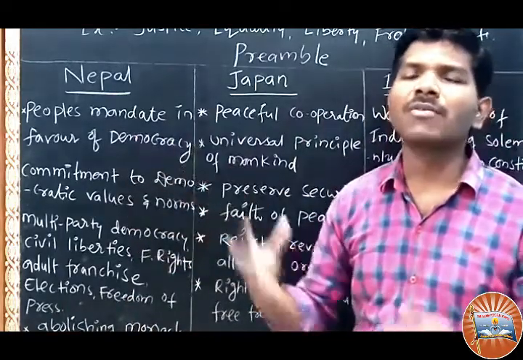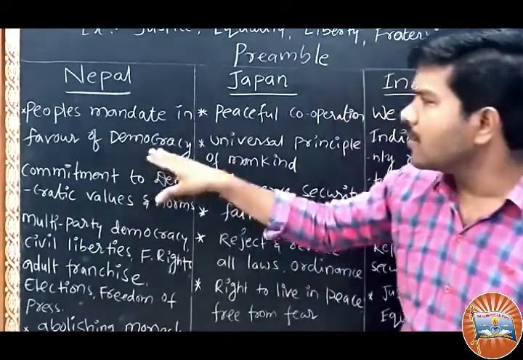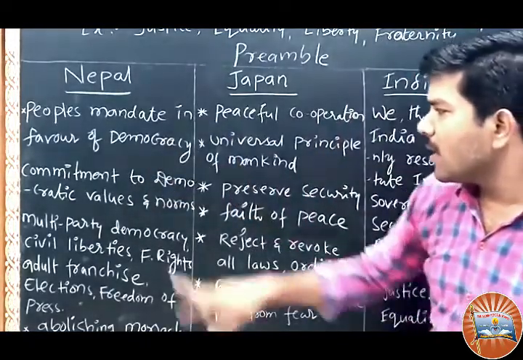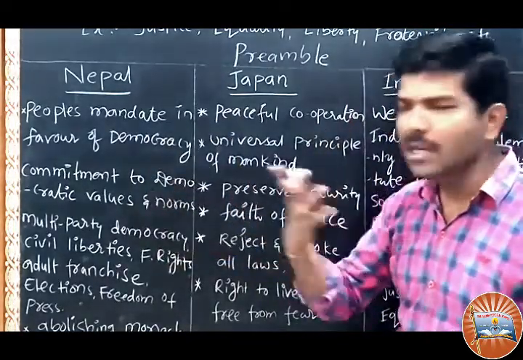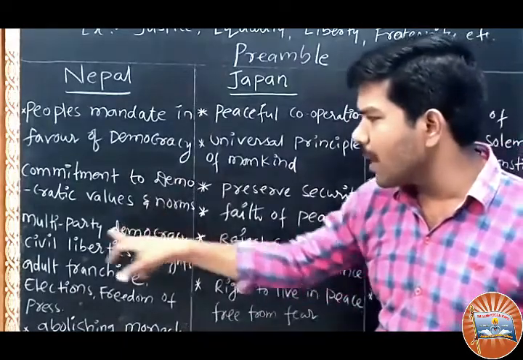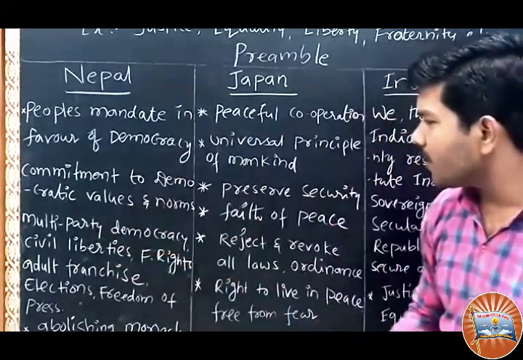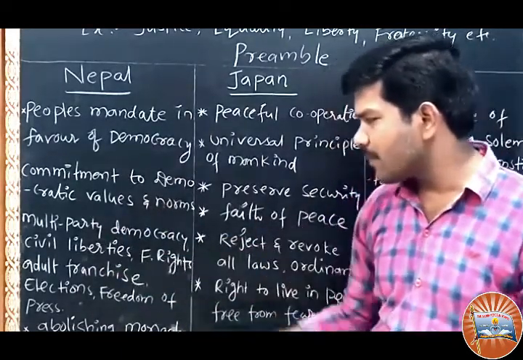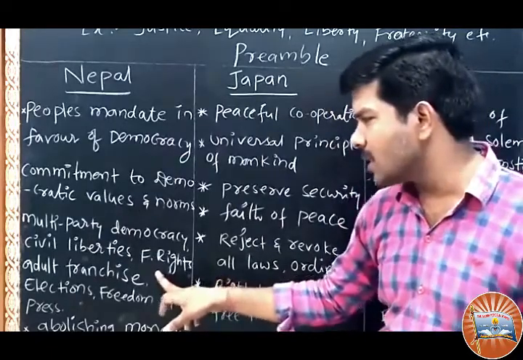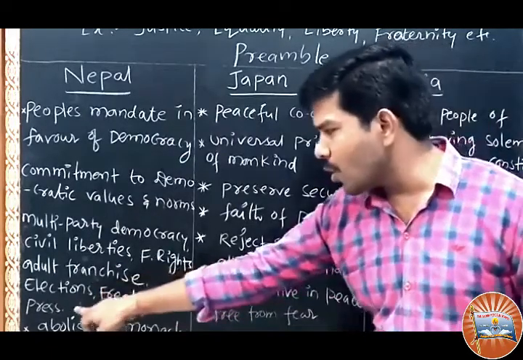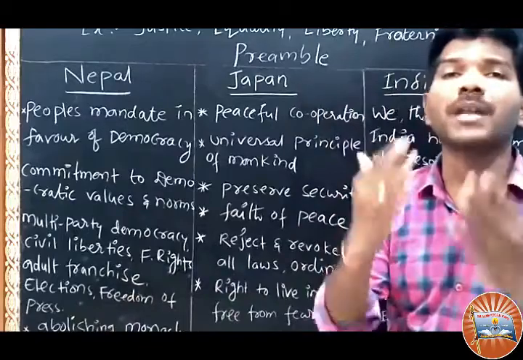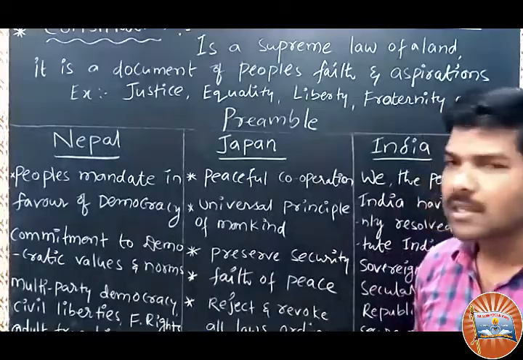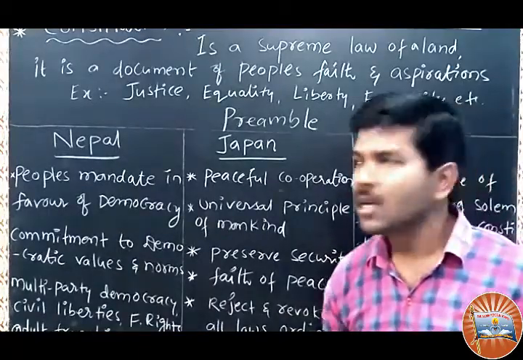Before these, all of these were not there in Nepal. In Nepal, there was no democracy, no democratic values and norms, no multi-party system, no civil liberties, no fundamental rights, no adult franchising, no elections, no freedom of press. So that's what the people want.